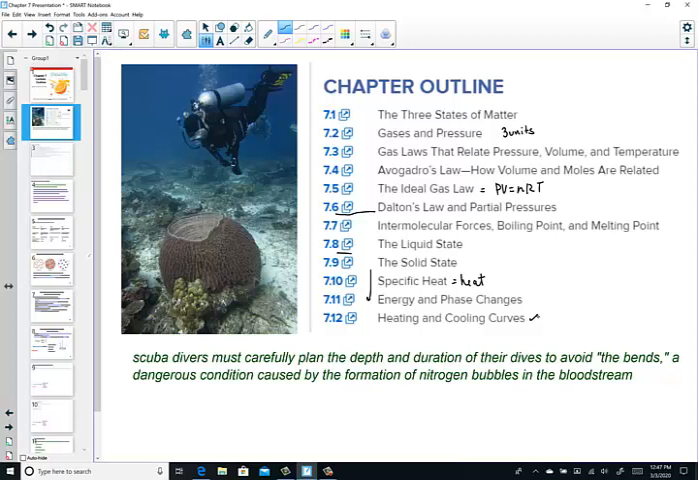So our journey in this chapter is devoted to the 3 states of matter. Much of it, a good half of it, will be devoted to the gas laws. Take a look at this scuba diver. He must carefully plan the depth and the duration of his dive to avoid getting the bends. Have you ever heard of that before? It's that condition, very dangerous, caused from the formation of nitrogen bubbles in the bloodstream. If the diver rises to the surface too quickly, his blood will actually begin to bubble.